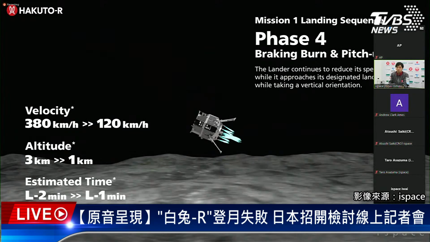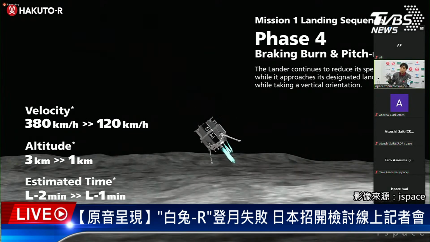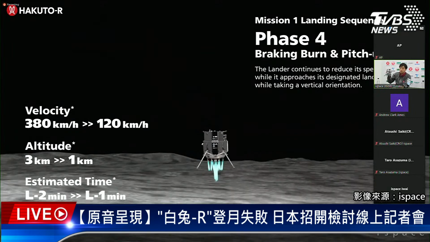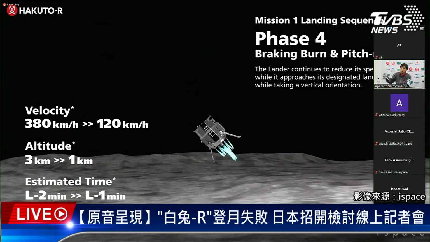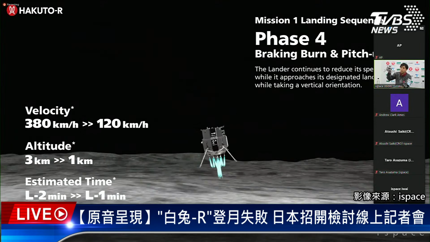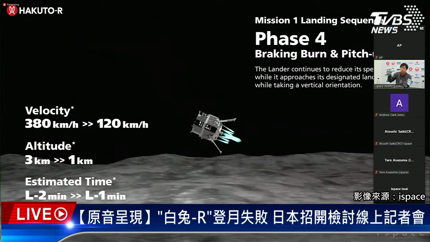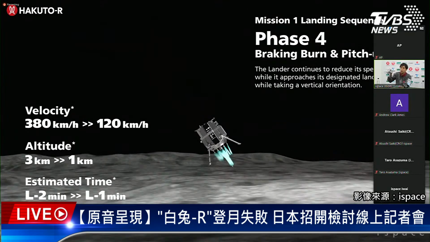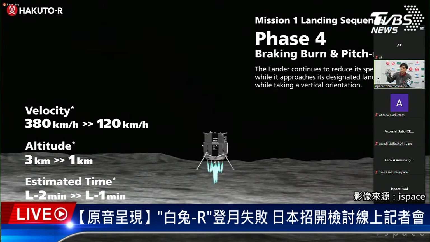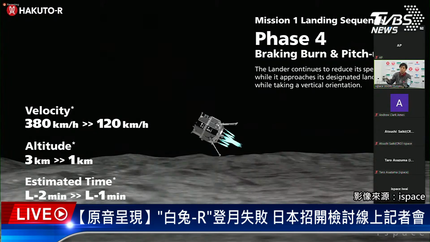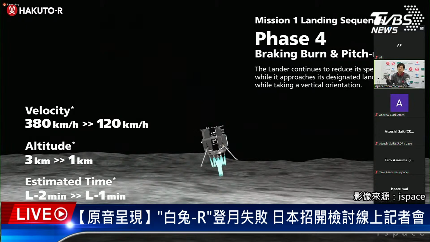Please move on to the next slide. In phase 4, the lander started the pitch-up operation because the lander needed to land softly on the moon. In order to land vertically on the moon, the lander needs to change its attitude. Such pitch-up operation is executed in this phase 4.